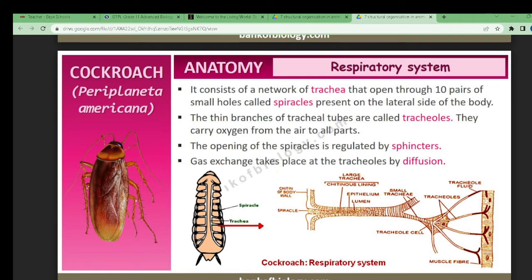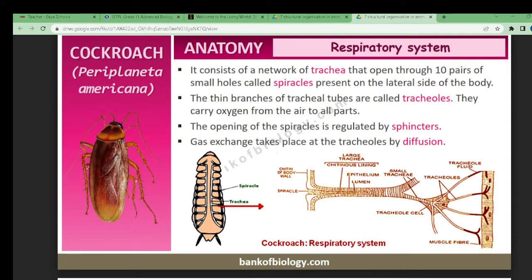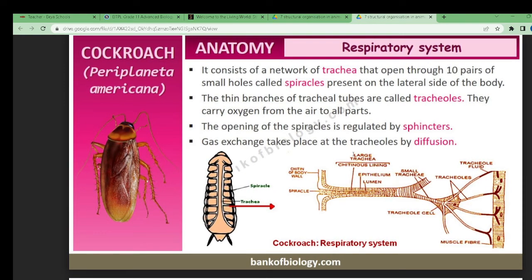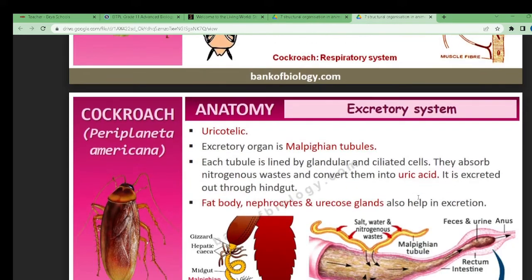So these tracheoles carry the oxygen. These are the spiracles and these are the tracheoles. These tracheoles carry the oxygen from the spiracles. Now the opening of the spiracles is regulated by sphincter muscles, and gas exchange takes place by diffusion. So gas exchange takes place by tracheoles only, and the process is diffusion.